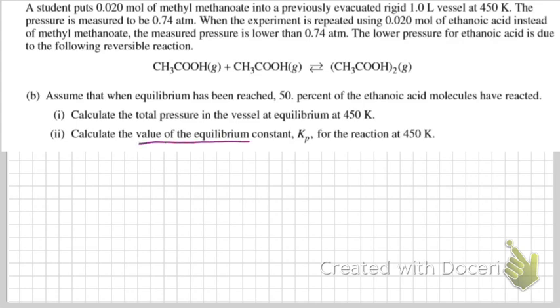Calculate the value of the equilibrium constant Kp for the reaction at 450 Kelvin. Okay, and all of our data right now is at 450 Kelvin, so no big deal. So think back, Kp, right? We're going to have products over reactants, and because we're dealing with Kp, we're dealing with partial pressures.